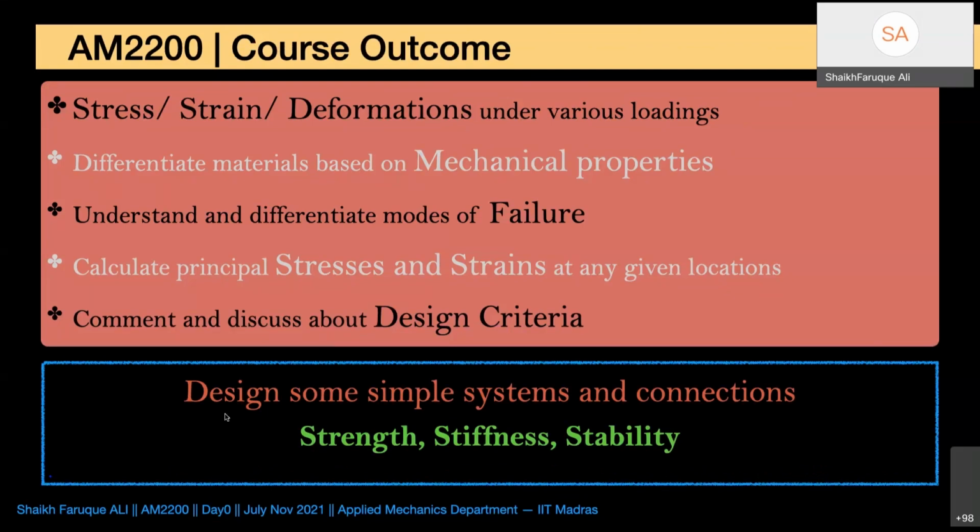Differentiate between different kinds of materials. How do you differentiate between copper and aluminum? How do you differentiate between steel and concrete? If you can differentiate them based on some properties, concrete mechanical properties, then yes, you have done this course well.